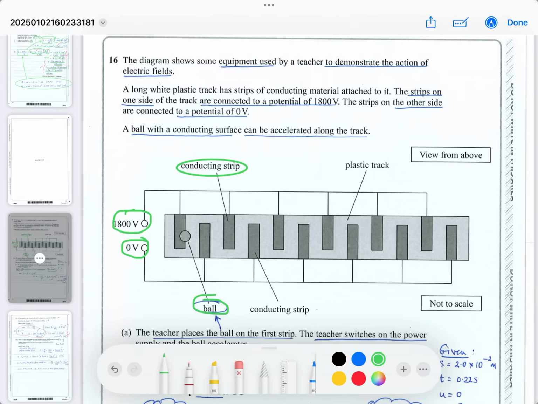The strips on one side of the track are connected to a potential difference of 1800 volts, and the strips on the other side to a potential of 0 volts. A ball with a conducting surface can be accelerated along the track. Okay? So this is getting to the point of how this model compares with a linear accelerator.